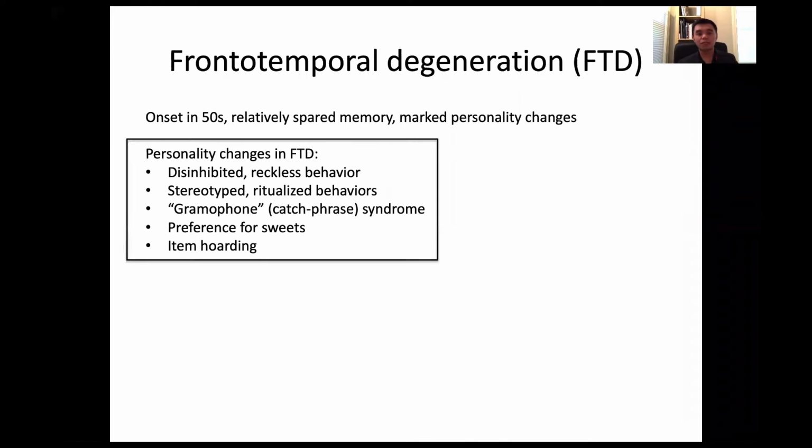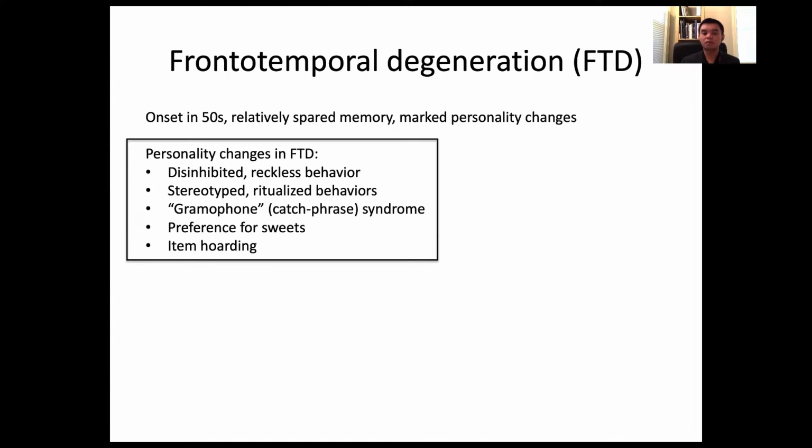Some of the personality changes that you can see in FTD: you'll have disinhibited, reckless behavior. So patients out of the blue start picking up a gambling habit, or don't dress up, or forget to go to work, things like that. They'll have stereotyped, ritualized behavior. They have something called a catchphrase or gramophone syndrome, where they just keep saying the same phrase over and over again, often out of context as well.